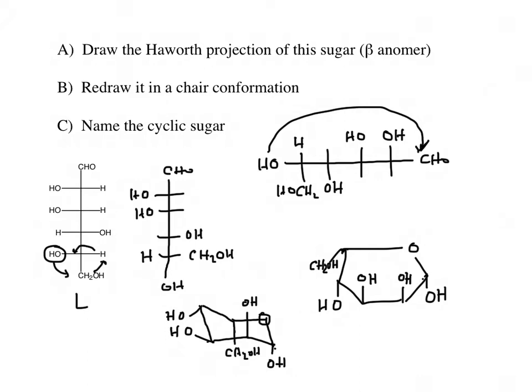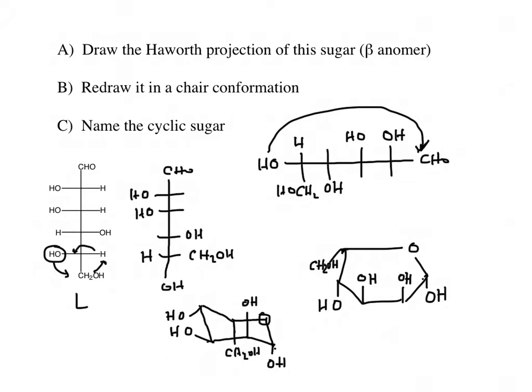Okay? You're likely to see them in all these forms. You'll see straight chain, particularly when we want to do reactions, because the reactions usually center around the aldehyde. You'll see the Haworth sometimes, and then sometimes you'll see a chair, and you just have to be able to manipulate all three.